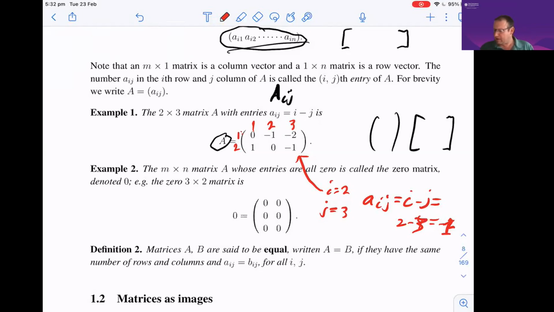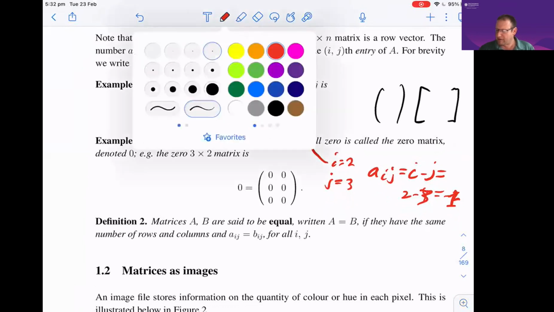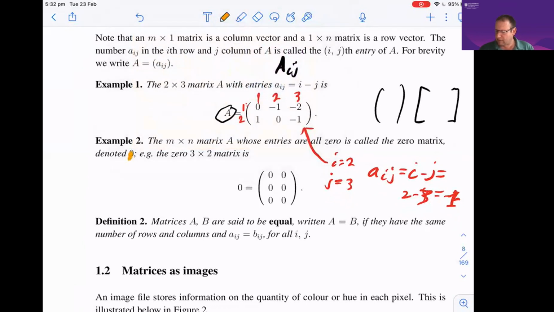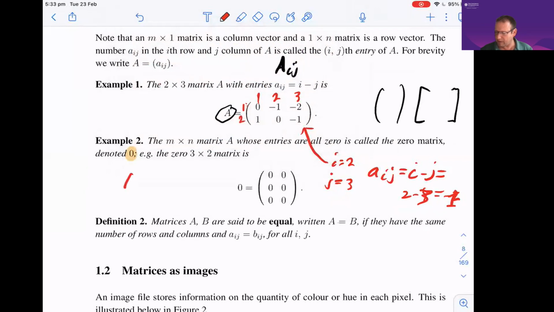You could speak about the zero matrix, and you just denote it 0, but of course if you denote the matrix 0 like this, there's not enough information. You need to say the dimension. So depending on the context in which you're speaking, you might write 0, 3 times 2, for example. So we know that's a 3 by 2 zero matrix.